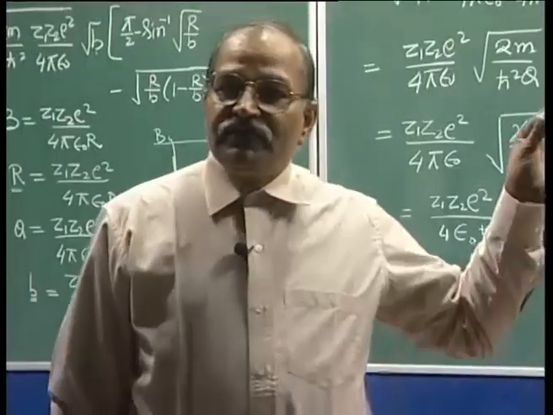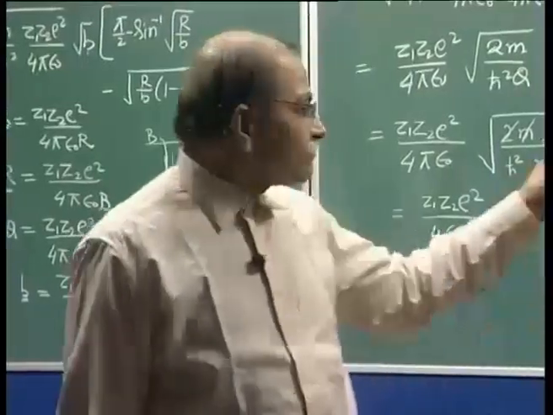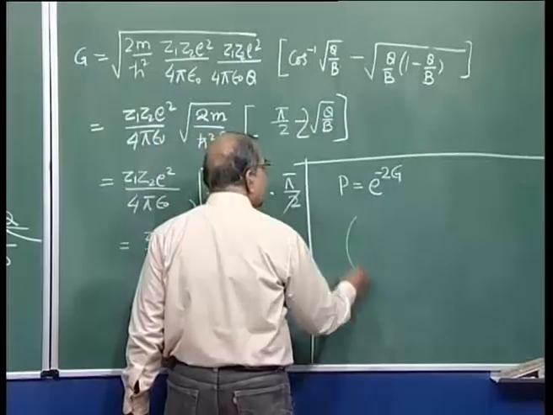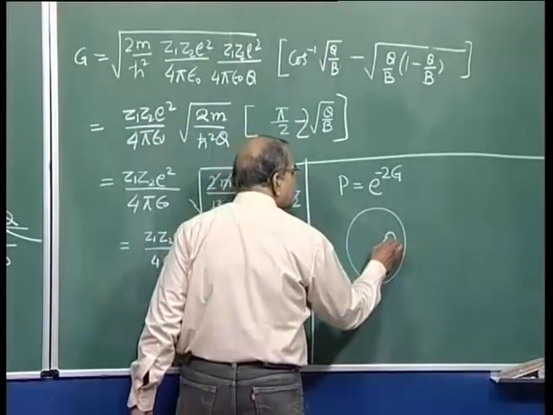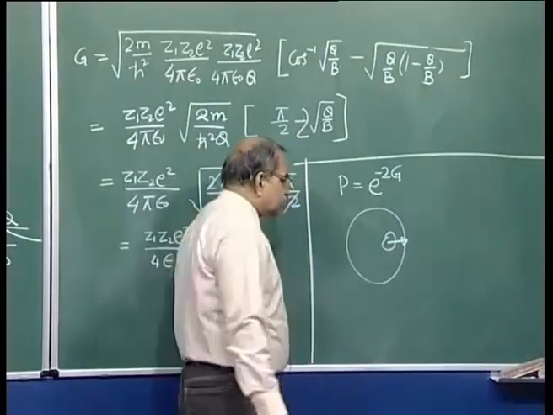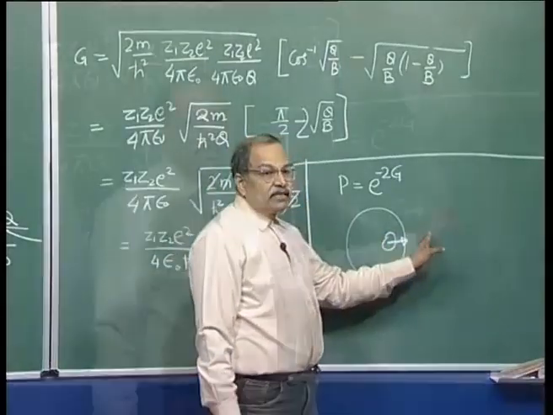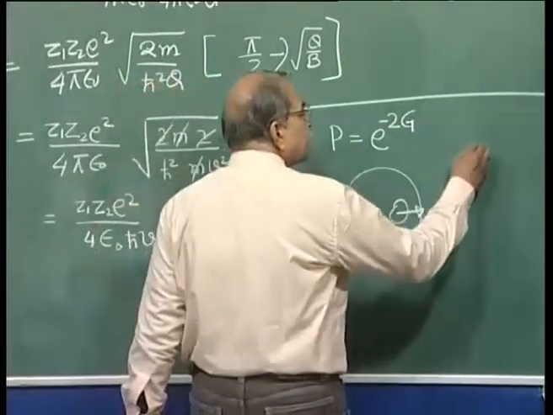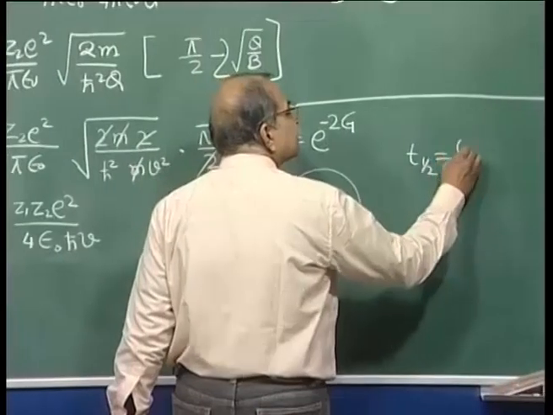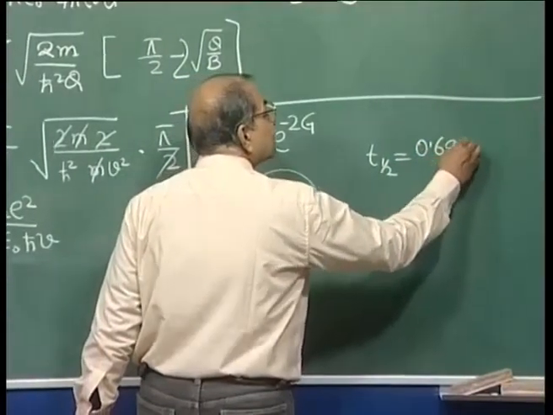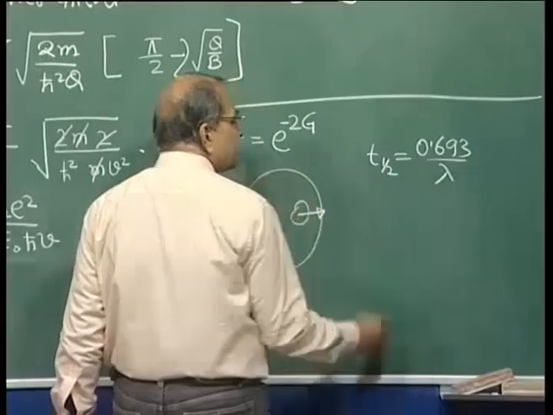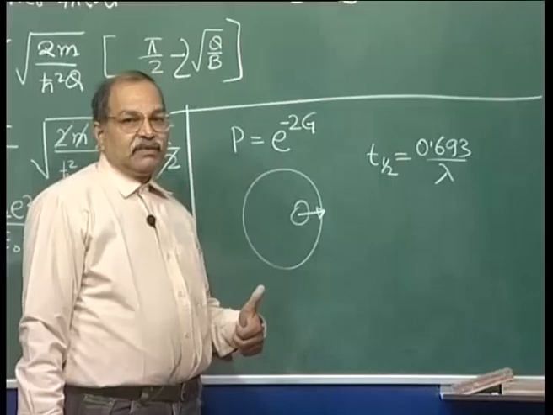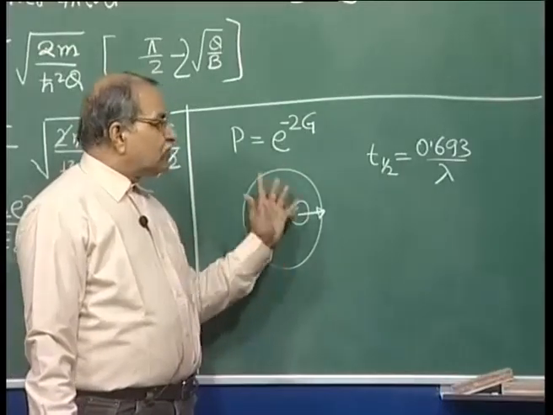So, we have to reach the lifetime expression. How do I get that? You have this nucleus, and in this nucleus, if an alpha particle goes and hits the surface, what is the probability that it will come out? That we have calculated. Lifetime is related to the decay probability: T half is ln 2 divided by lambda, where lambda is the probability of decay per unit time. So, per unit time, what is the probability?